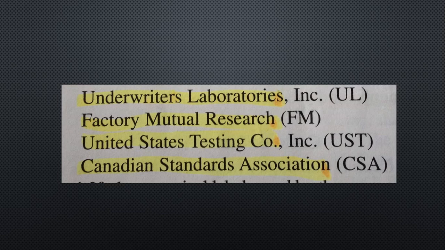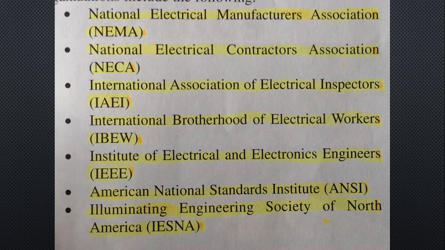There are many nationally recognized testing laboratories: Underwriters Laboratories, Inc., or UL, the Factory Mutual Research, or FM, the United States Testing Company Incorporated, or UST, and the Canadian Standards Association, or CSA. Figure 4-20 shows the typical labels used by these organizations.